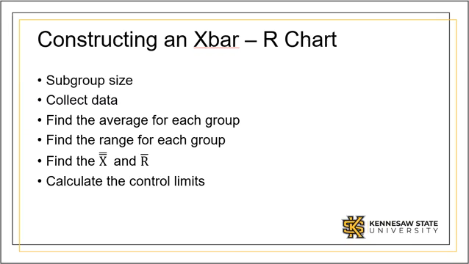Next, find the average and range for each group. Now, find the X double bar and the R bar values. Finally, calculate the control limits. These control limits are based on the grand average, the average range, and an anti-biasing factor that is determined by the type of control chart and the subgroup size.